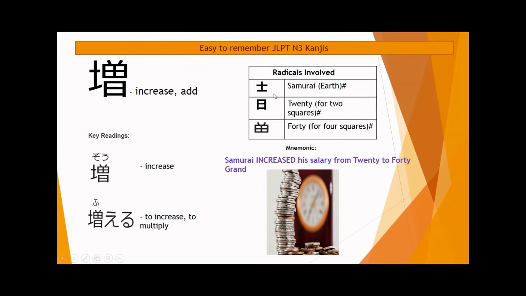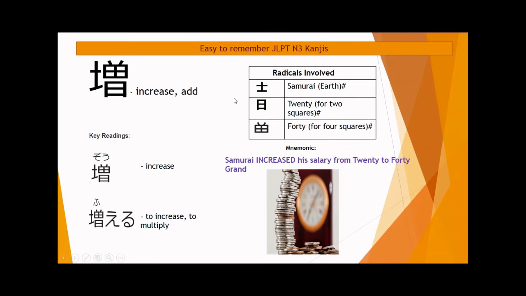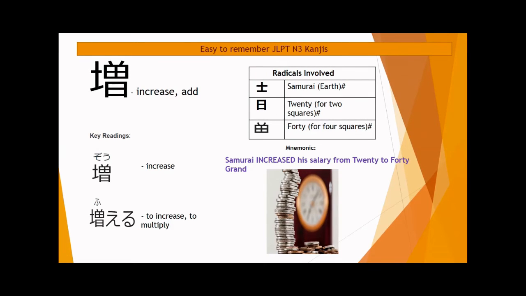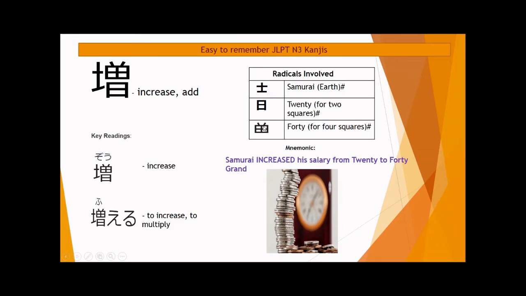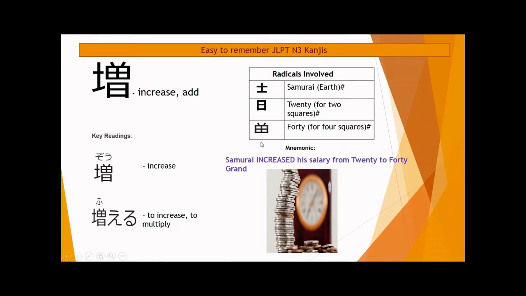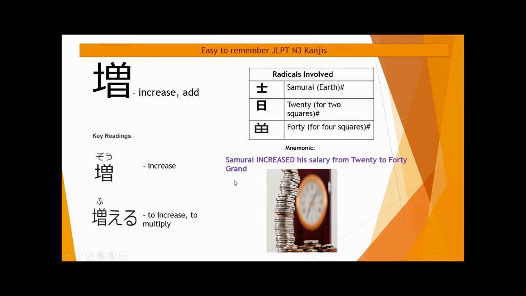The second radical is actually the radical for day or nichi, but here we are going to imagine this to be the radical for 20 grams. And the third radical is again something imaginary, and we are going to call it the radical for 40 grams. So all of these three radicals together form our mnemonic. Samurai increased his salary from 20 to 40 grand. So increase is our kanji. Once again, samurai increased his salary from 20 to 40 grand. So let's jump to the next kanji.